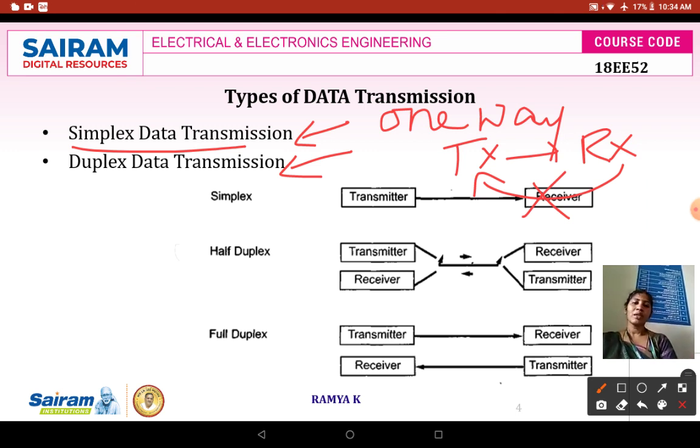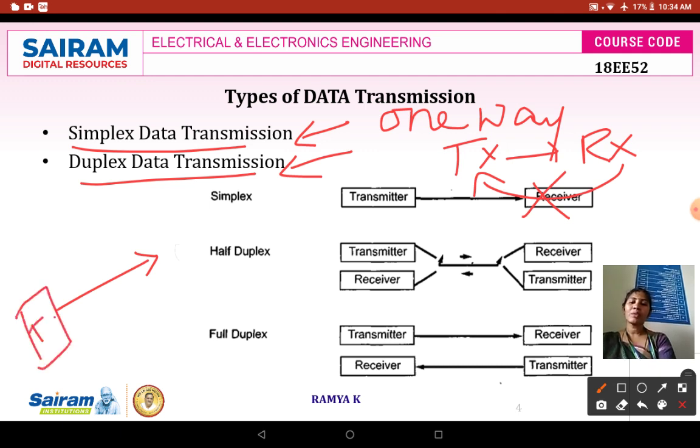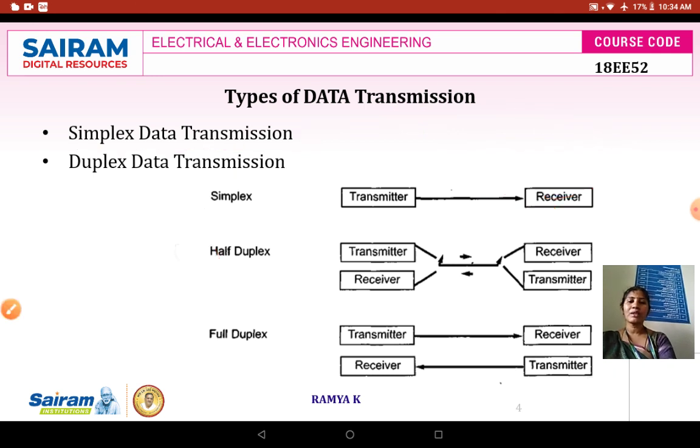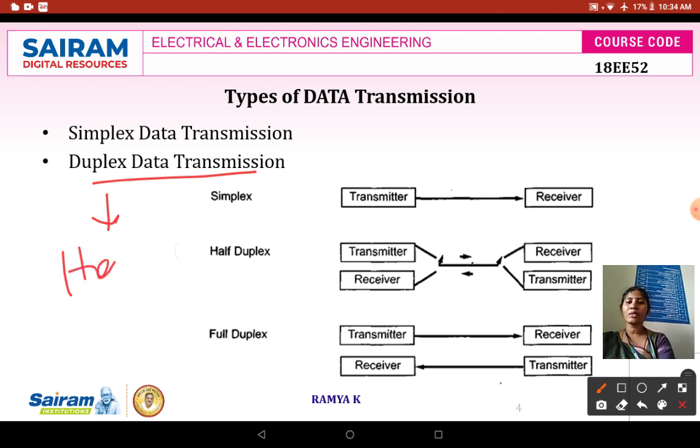receiving end. Next, duplex data transmission. Duplex data transmission means it is just like your two-way communication. It means that you can transmit the data from your transmitting end to the receiving end or from your receiving end to the transmitting end. It is just like a two-way communication. So duplex data transmission is of two types. One is your half duplex and second one is your full duplex.